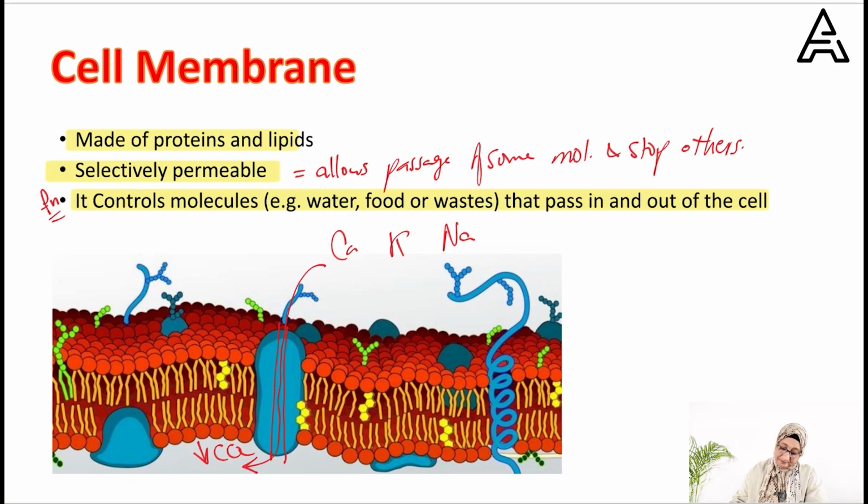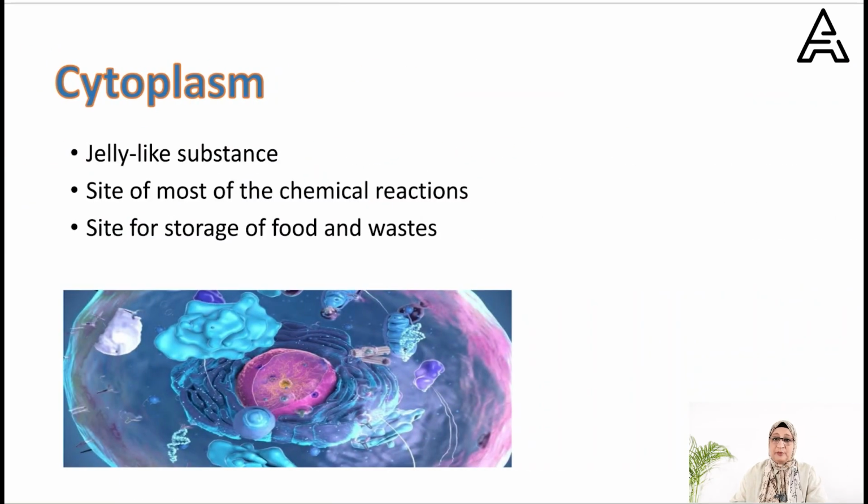Next organelle is the cytoplasm. The cytoplasm is a jelly-like substance, transparent, with a jelly-like consistency, and it contains the cell organelles, all of them embedded, sunk into the cytoplasm.